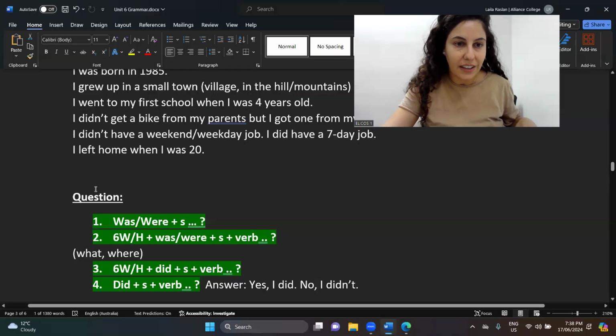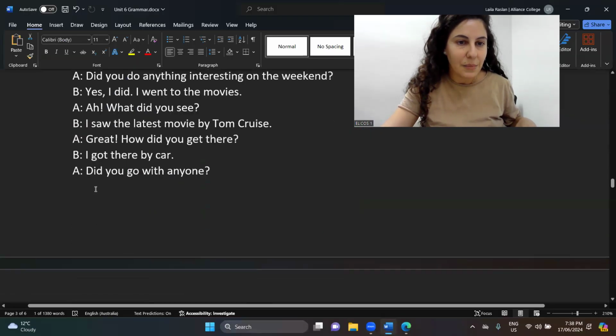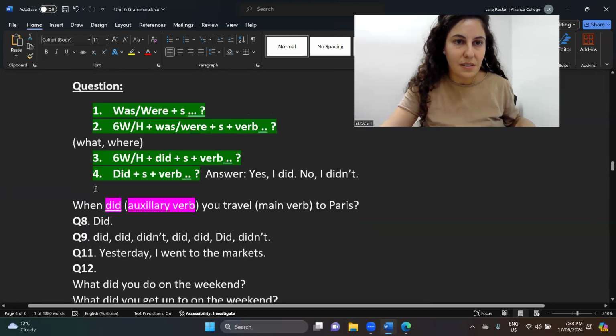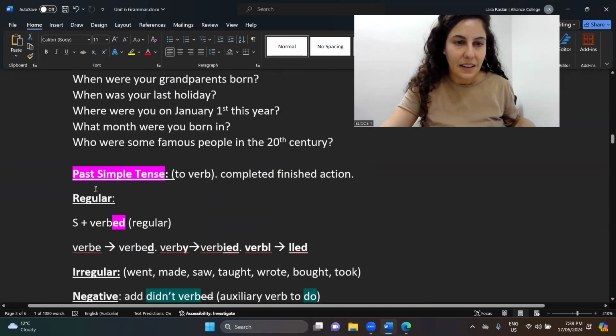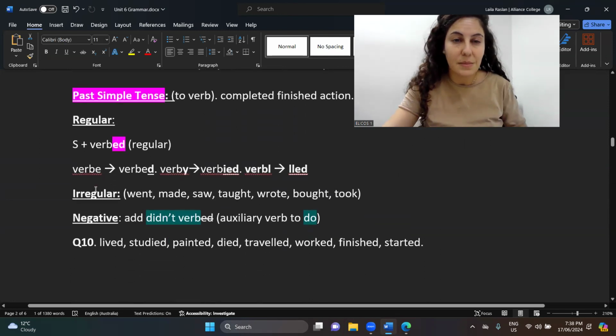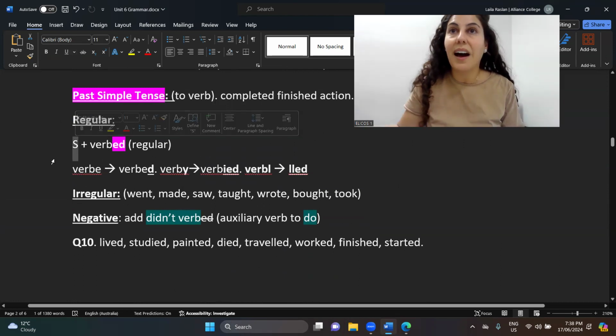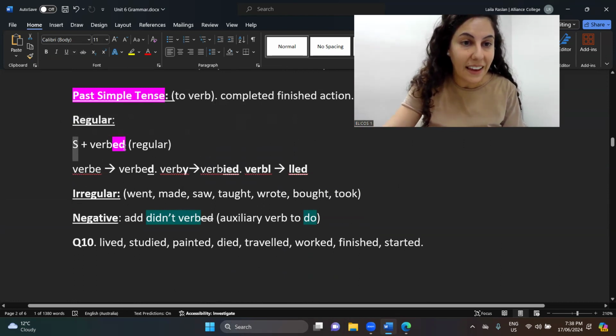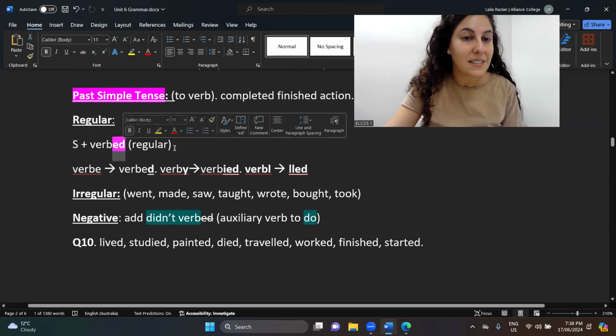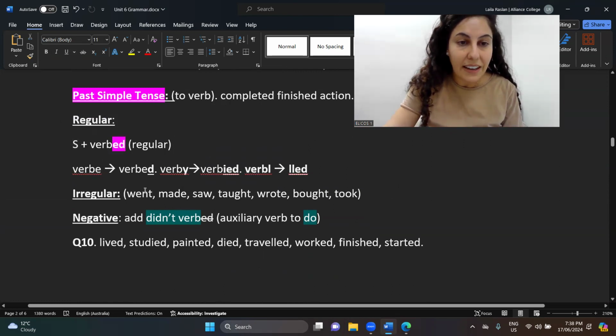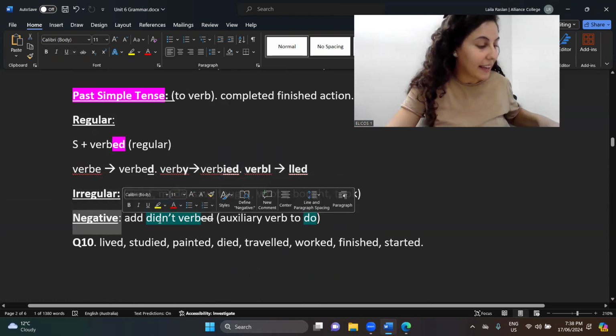So let's look at just some grammar to refresh again before we hear that audio again. The grammar that we had was from the last lesson, and it was here, the past simple. So remember, the regular is when we have the subject. So it could be I, you, he, she, it, we, they, and we add the ed. We call this the regular. And the irregular is just some verbs that have their own rule. To make a negative, you add didn't plus the verb.